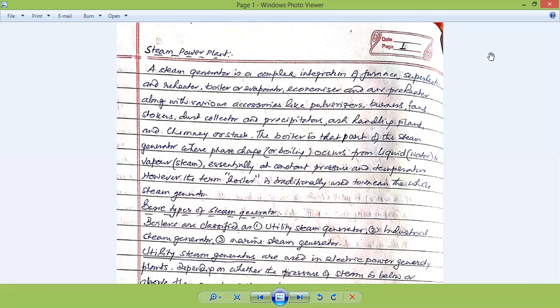There is the dust collector. Sometimes the ash is converted totally into dust, and you have to collect the dust in different ways and precipitate it so that it does not go into the atmosphere and pollute it. And then there is the ash handling plant and the chimney or stack.